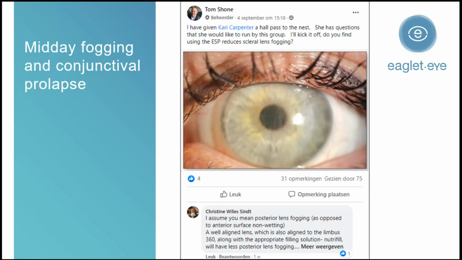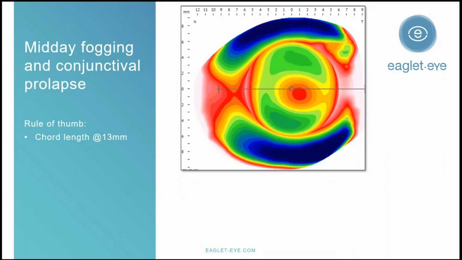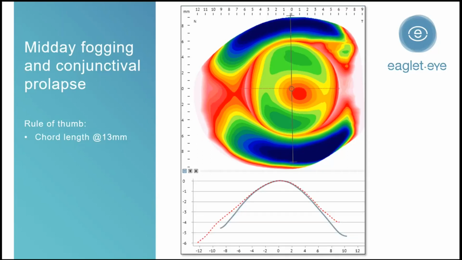And let me just show the way I look at it. This is a measurement I got last week. When you look at the map, you can see immediately that we're dealing with an eye with a scleral shape with-the-rule, so a flat horizontal meridian and a very steep vertical meridian. You can see that visualized here with the two cross sections.